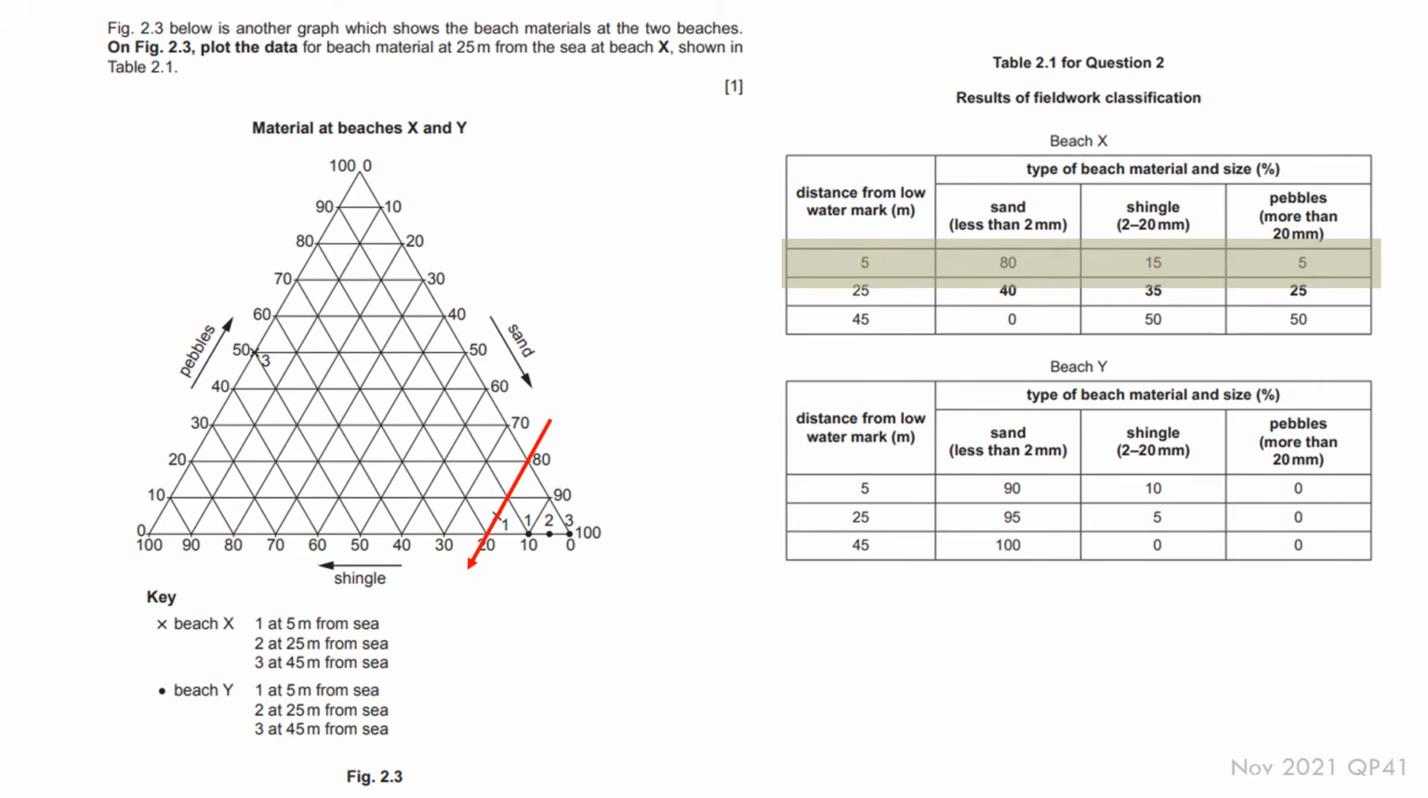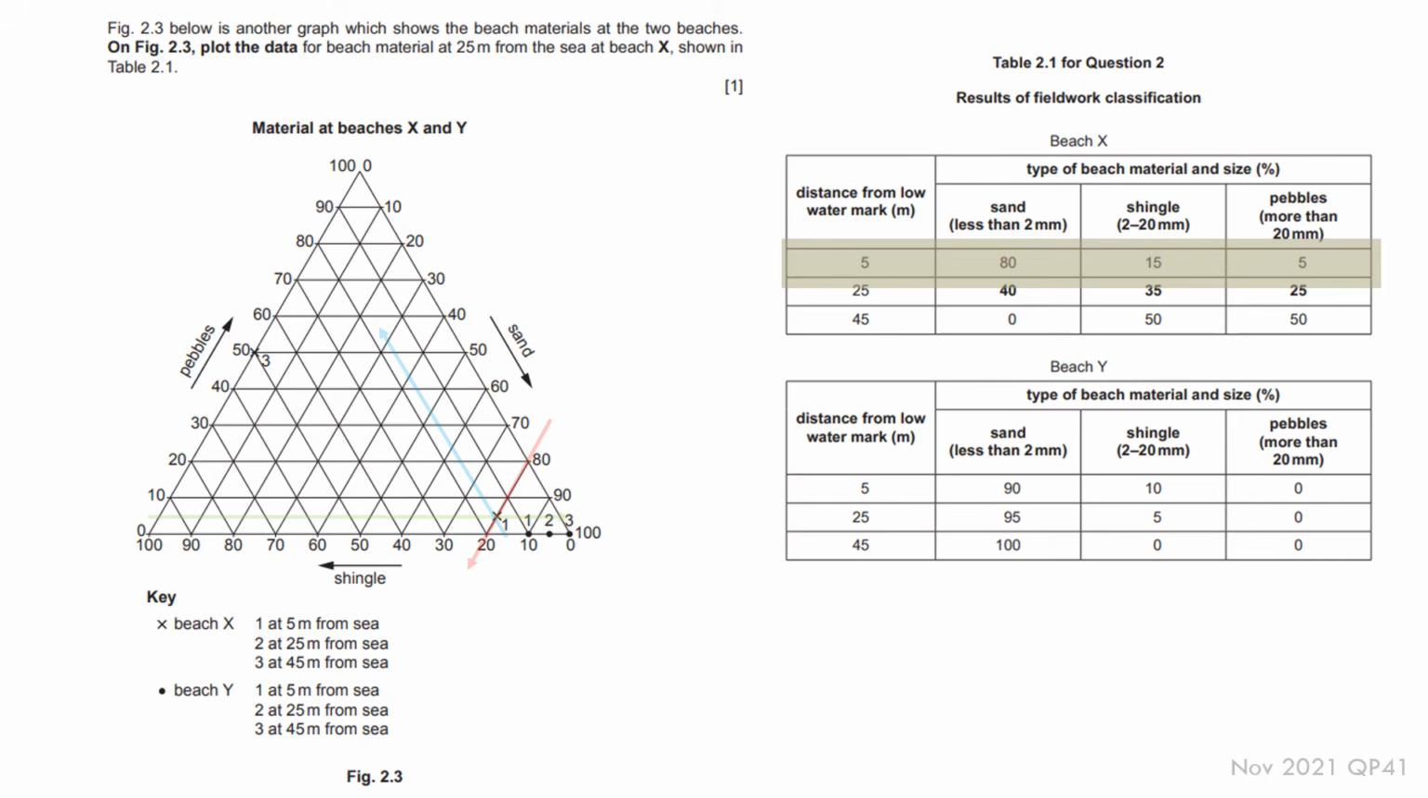So 80, we know that's going straight down because that's in line with number 1. 15 is going up because we've got the shingle at 15, so that's going up across there. And then going across, we have 5 millimeters for pebbles. 5 is halfway, and we put that across. So you can see where those 3 lines meet. That is point 1.